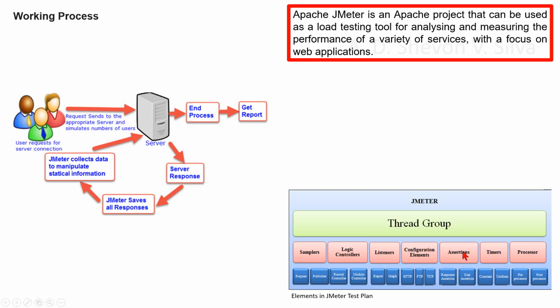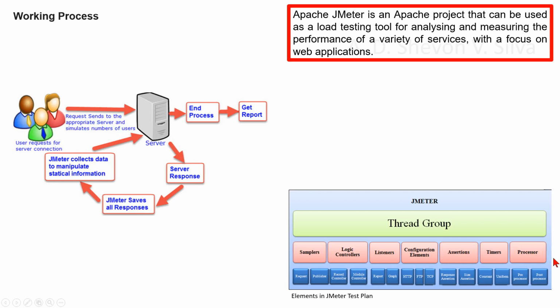JMeter has a very complex architecture that provides support for several inbuilt elements and allows extending the functionality of JMeter through plugins. It has many elements like samplers, processors, listeners, etc. In simple terms, different types of elements represent the different features provided by JMeter.